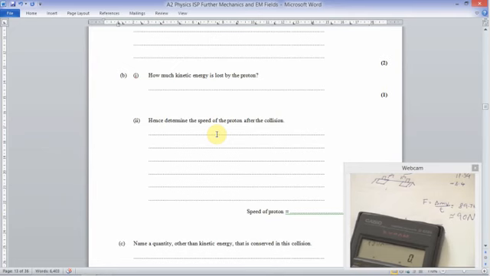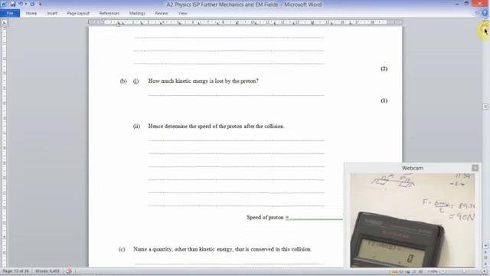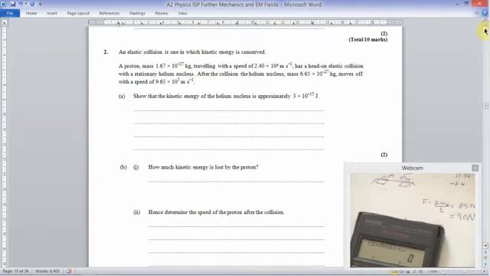2 times answer, close bracket, divided by the mass. So now we're talking about the proton, so we need the mass of the proton. 1.67 times 10 to the minus 27. Okay, and then we square root that. So it's about 1.9 times 10 to the 6.